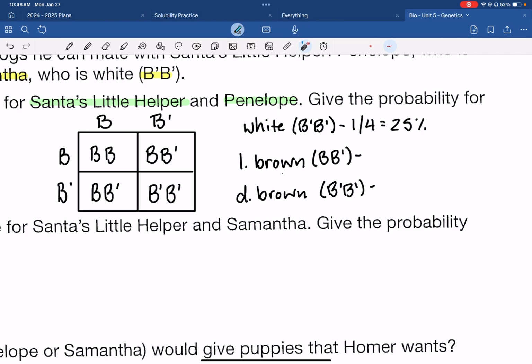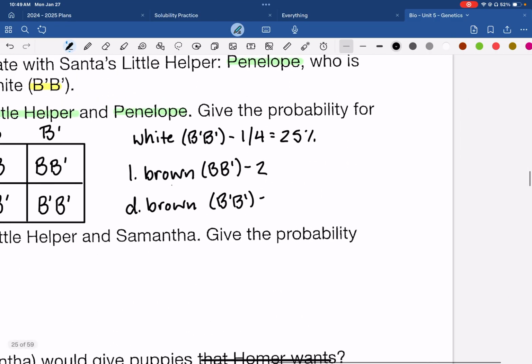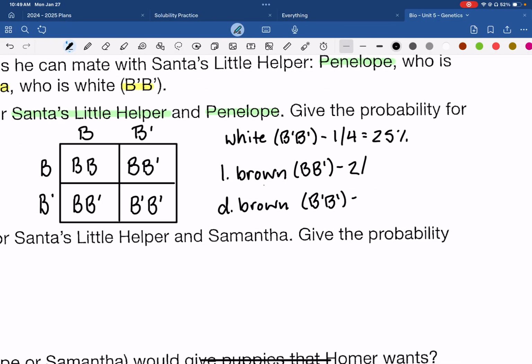What about light brown? Light brown is the heterozygous genotype. It has both letters B and B prime. And look, we've got 1, 2. So 2 out of 4 of the offspring, 2 out of the 4 boxes, are heterozygotes that will be light brown, or the offspring have a 50% chance to be light brown.